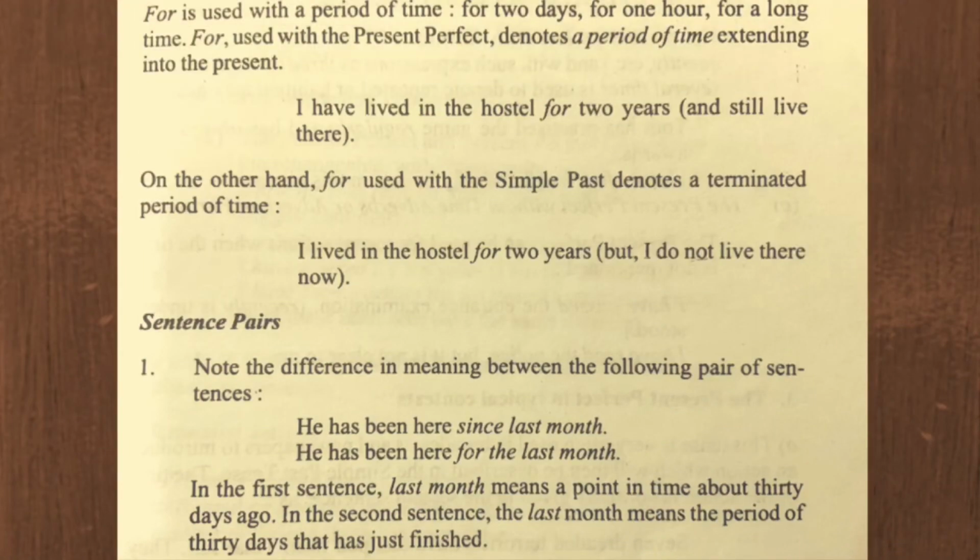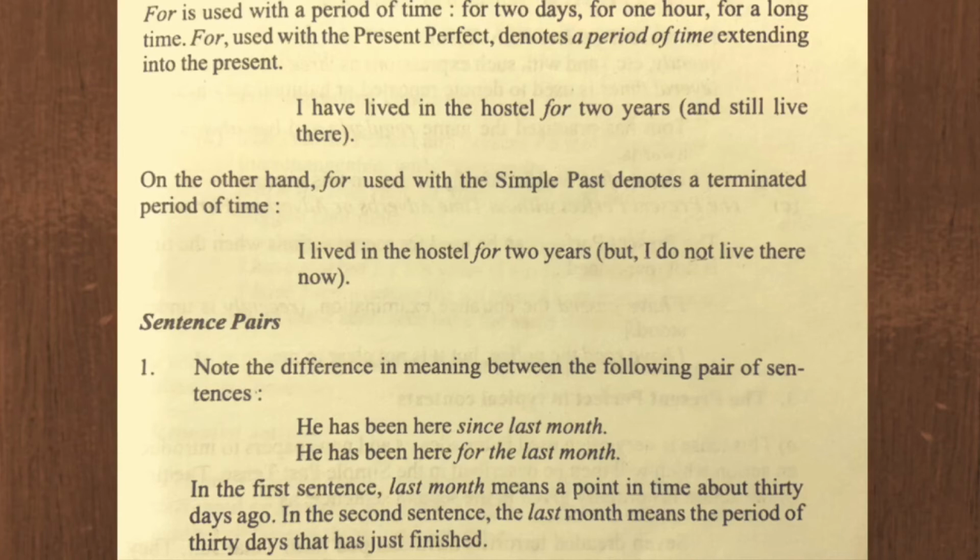For is used with a period of time, for 2 days, for 1 hour, for a long time. For, used with present perfect tense, denotes a period of time extending into the present, as I have lived in the hostel for 2 years and still live there. On the other hand, for used with simple past denotes a terminated period of time. I lived in the hostel for 2 years, but I do not live there now.